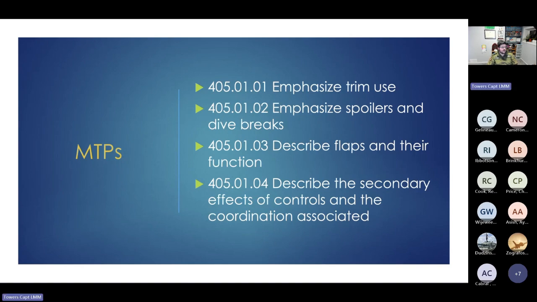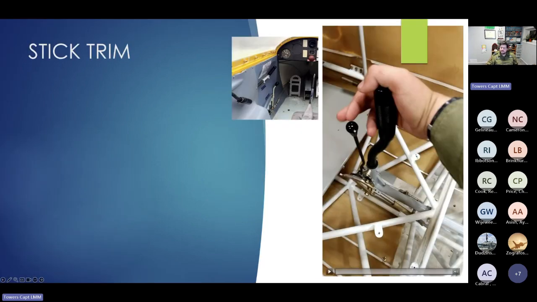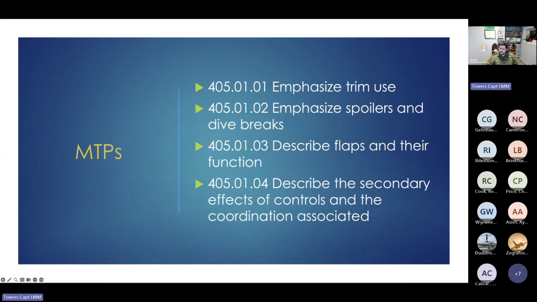Brakes instead of dive brakes. I don't know about you guys, but that stuff just bothers me. Missed it on my review of the PowerPoint.